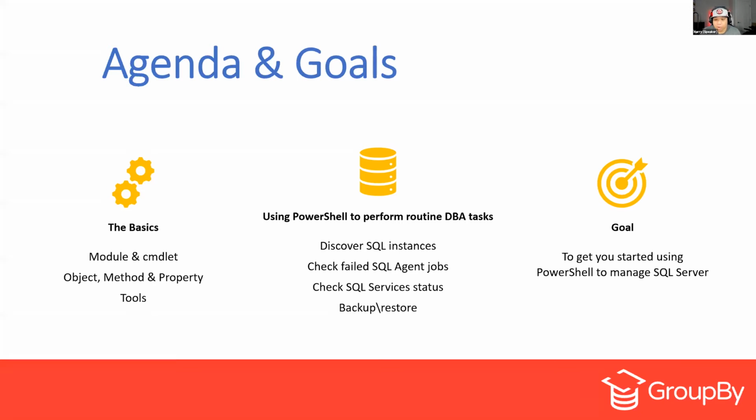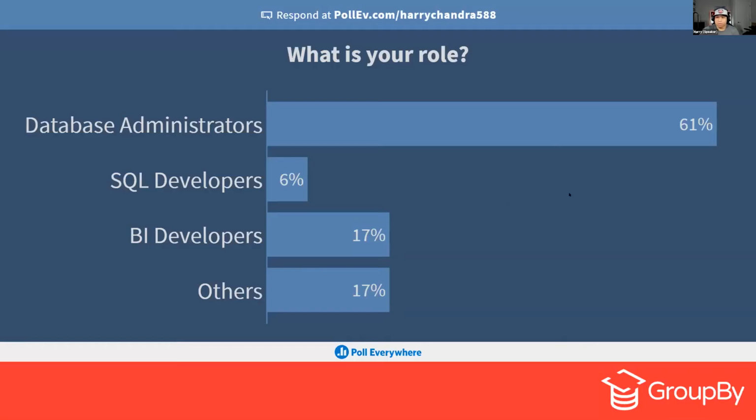Then we're going to use those tools to perform some routine DBA tasks, like discover SQL instances, check failed SQL Agent jobs, check SQL Server status, backup and restore. We're also going to do some send mail options. We're just going to do things like that, so that at the end of the session, hopefully you will be able to pretty confidently use PowerShell and start thinking about other scenarios that you want to use it for.